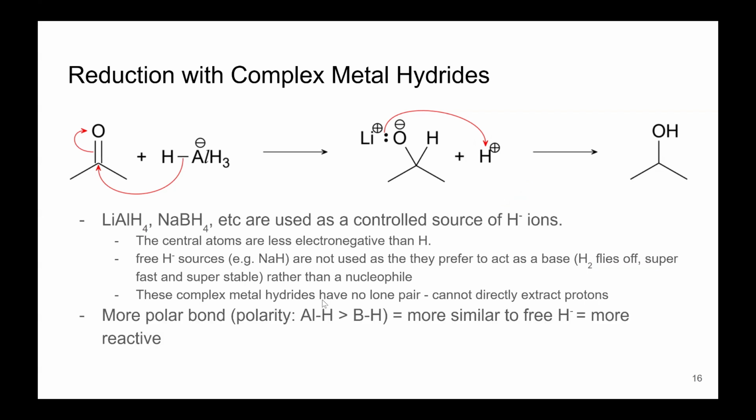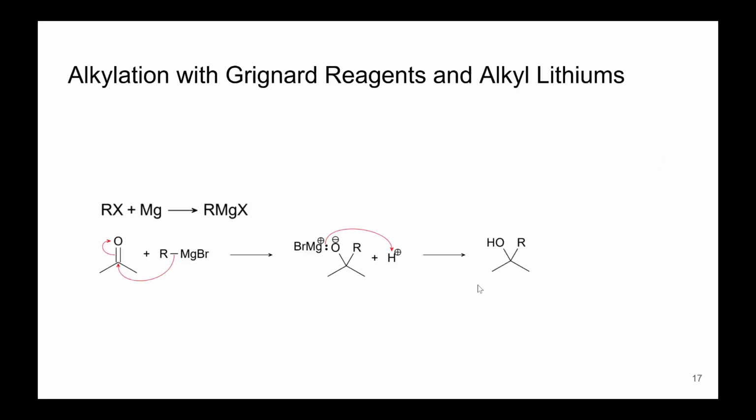A more polar bond, such as aluminium and hydrogen, the bond between them will be more polar than the bond between boron and hydrogen, and that will make the hydrogen there more similar to a free hydride ion and make it more reactive. So NaBH4 is less reactive than LiAlH4.